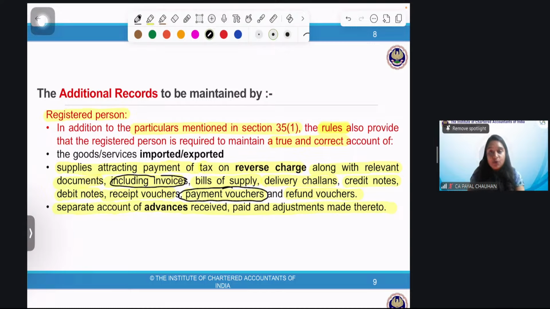Okay. My next question. If I'm supplying goods but they are not for supply purposes, what will I issue? The options are there. Very good. I will issue a delivery challan. Very good. My next question.